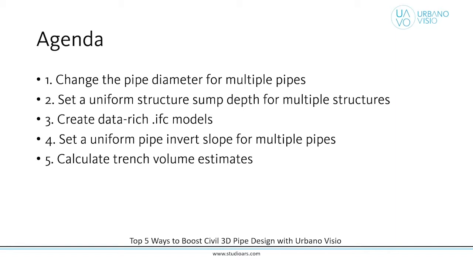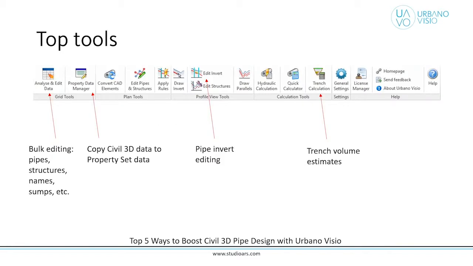So changing multiple pipes, changing structure sump depths on multiple structures, then creating data-rich IFC exports, because you can create IFC exports with Civil 3D, but you can create improved IFC exports with Urbano Visio for Civil 3D. Then a little bit of pipe invert editing, setting slopes and similar. And last but not least, simple trench calculation.